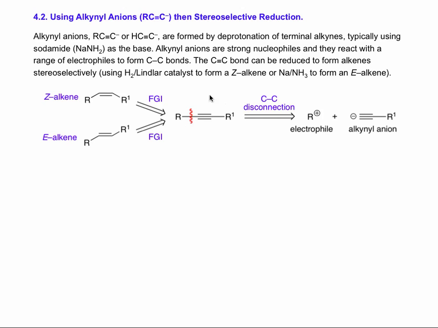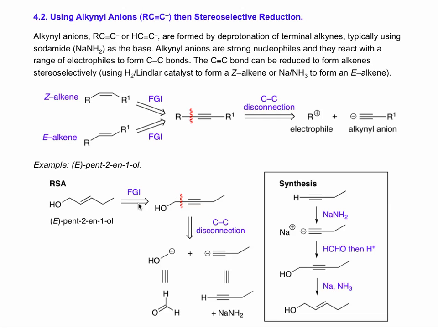We can make an alkyne of this type by disconnecting one of the side chains, put a plus on the side chain, a minus on the triple bond to give us this alkyne anion, which can be formed on deprotonation of a terminal alkyne. So we'll now look at an example of this, namely to make E-pent-2-en-1-ol. And here is my target molecule, this E-alkene. We're going to recognize that the E-alkene could be formed from the corresponding alkyne. So we go back to the alkyne.